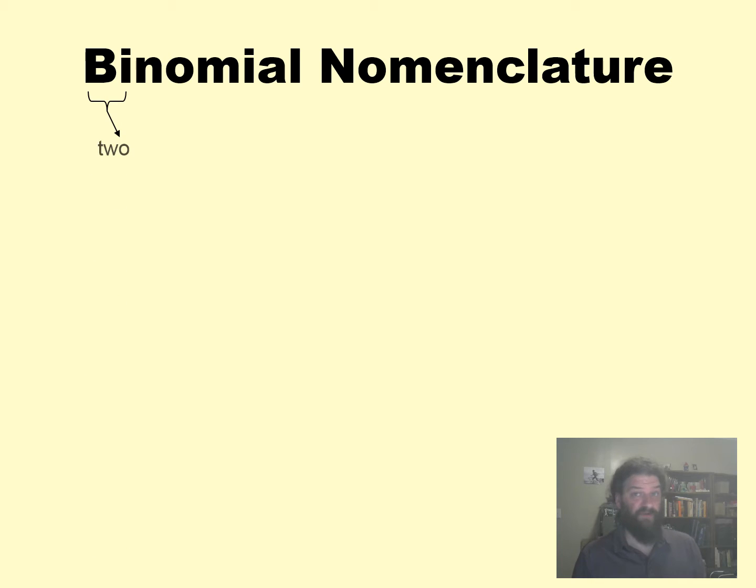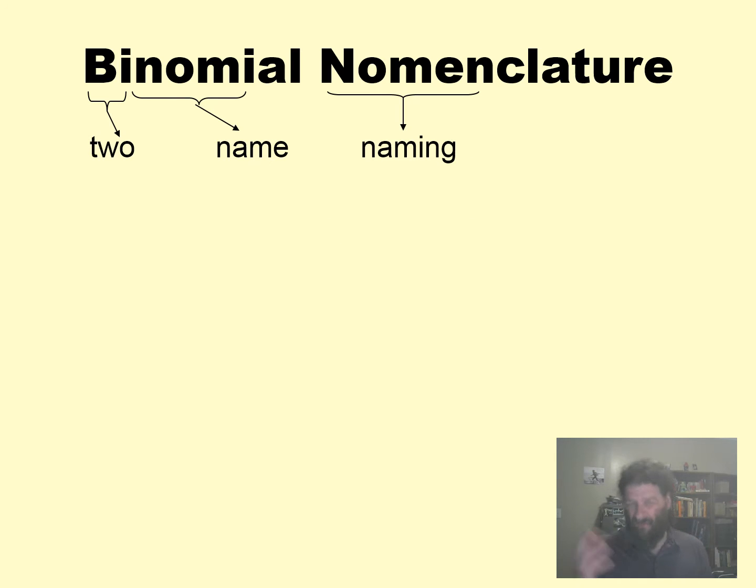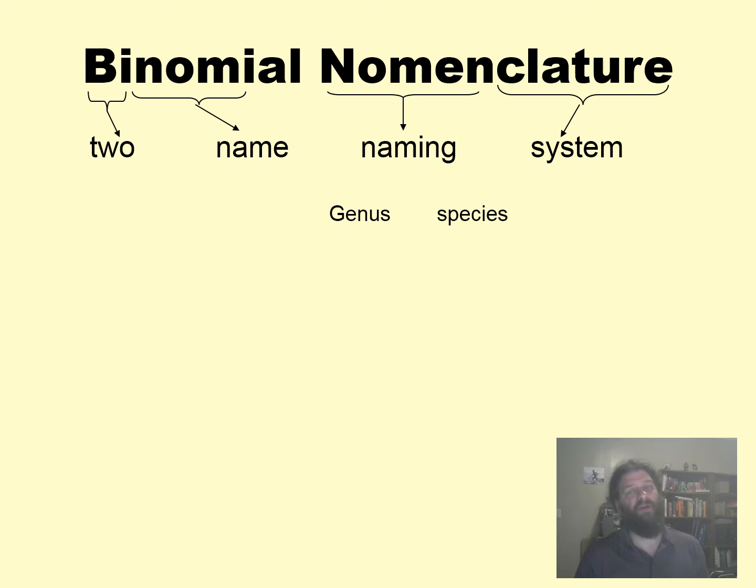Bi, of course, is the prefix for two. Nomi has to do with names, and here's nomen again, right, for the nomenclature. Clature is kind of like a system, I guess. And so binomial nomenclature means a two-named naming system. And you might say, hey, wait a minute. Here in Western culture, we're typically known by also a two-named naming system. And scientific naming is kind of similar.